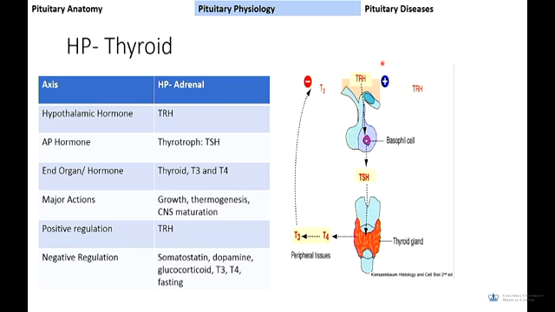It's only a positive regulator CRH, so that's pretty easy to remember for this one. Negative regulation is somatostatin, dopamine, glucocorticoids, T3 and T4 based on the negative feedback loop, and fasting.